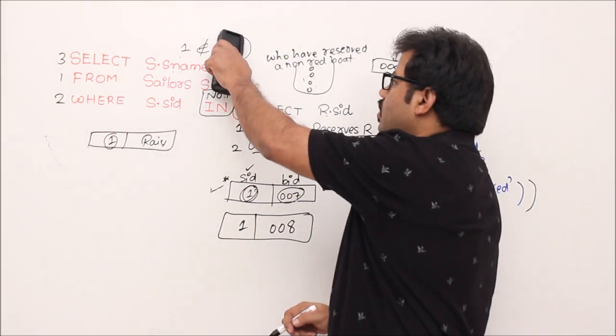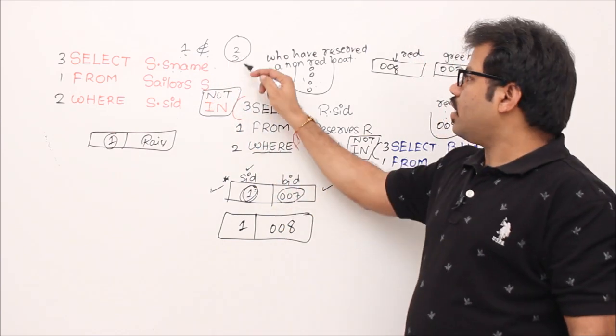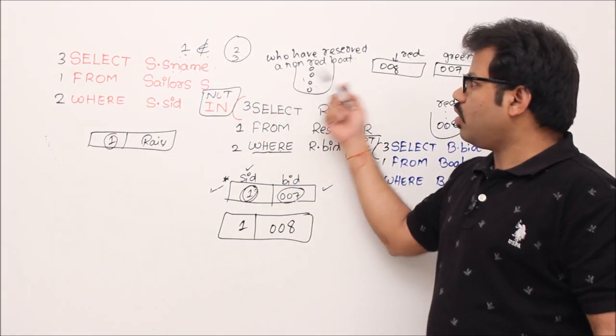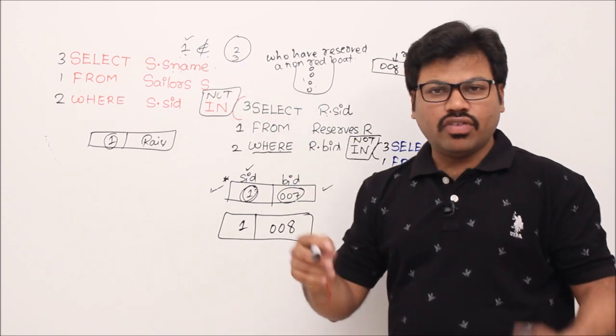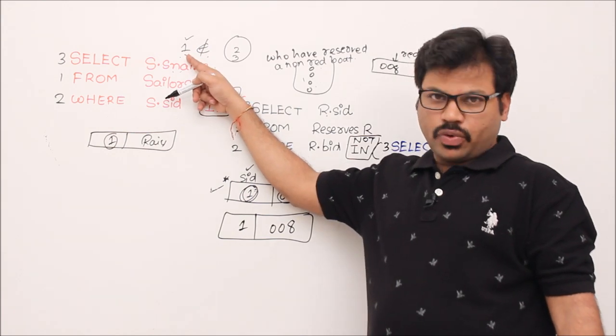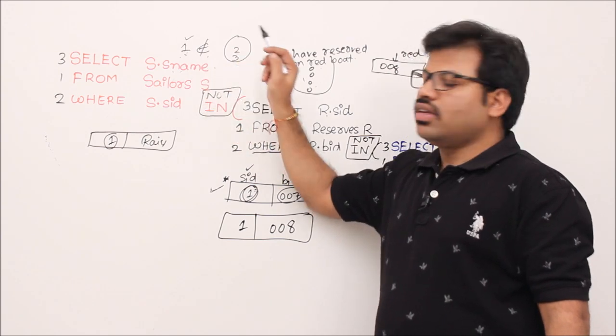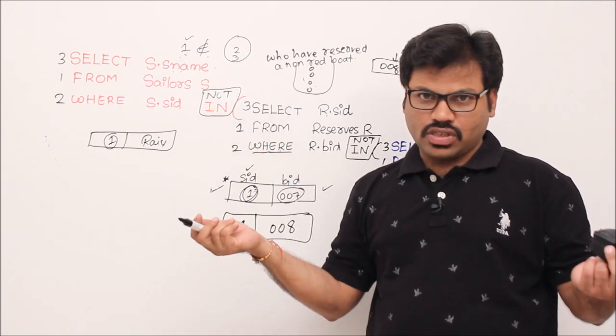So for example, this is the situation. 1 does not belong to the {2, 3} set, correct? 2 and 3 are the people who reserved a non-red boat. You are not like that. That means you never did that. What is that? You never reserved a non-red boat. That means if 1 has reserved, he reserved only red boats, correct?